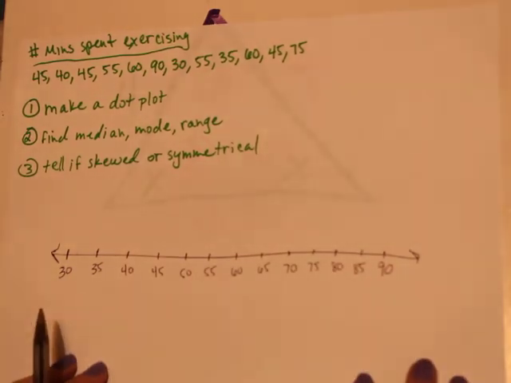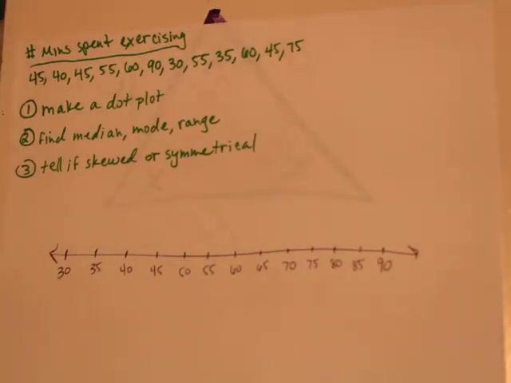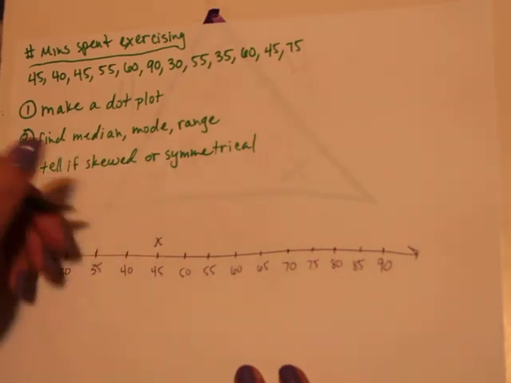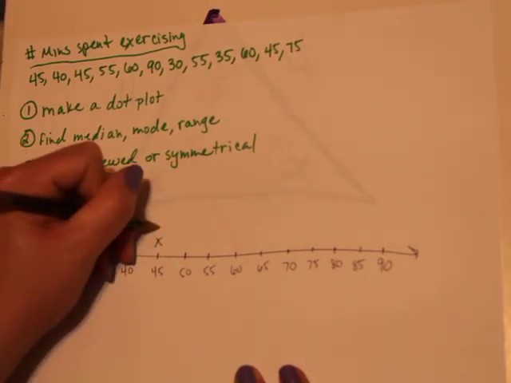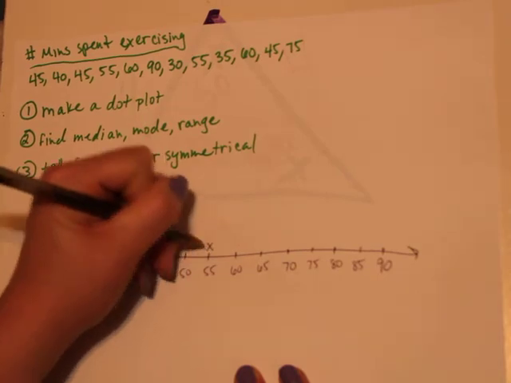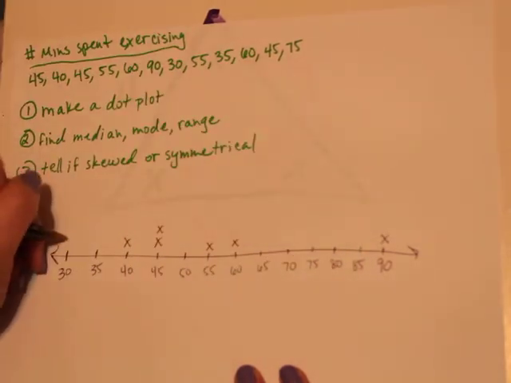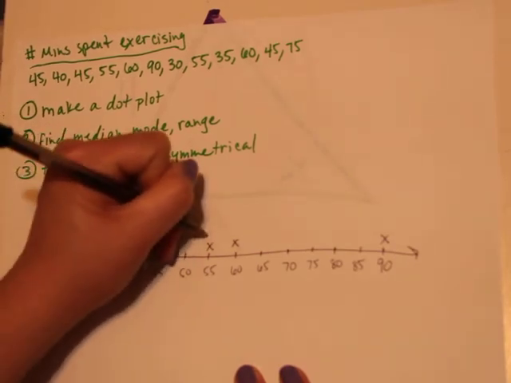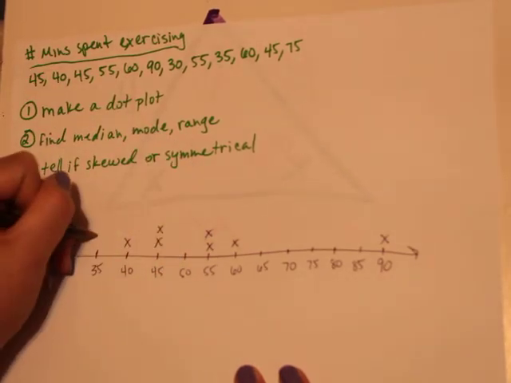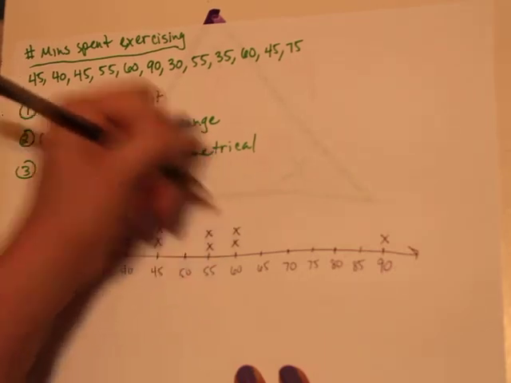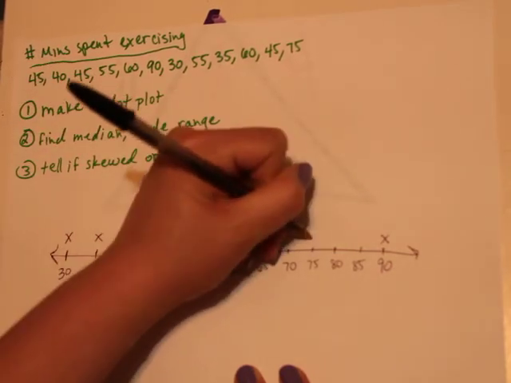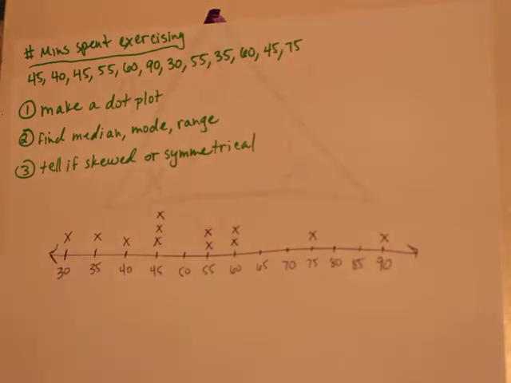Okay, so now we will go through and start to put X's. And so we got lucky that all of our data are counting by 5s. So 45 gets one X, 40 gets another X, 45 gets a second X, 55, one X, 60, 90, we got one on 30, another one on 55, one on 35, 60, 45, and then one on 75. So there is our dot plot.